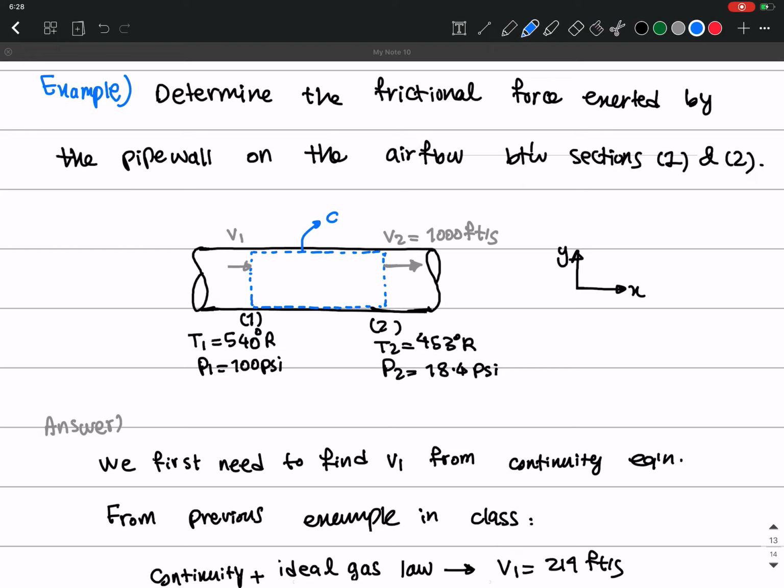So this is the CV. And now I have to draw the free body diagram, the forces that act on this control volume. So what are the forces that act on this? First one is pressure at point 1, which is P1 A1, at section 1. And then we have the pressure at section 2, which is going to be P2 A2.